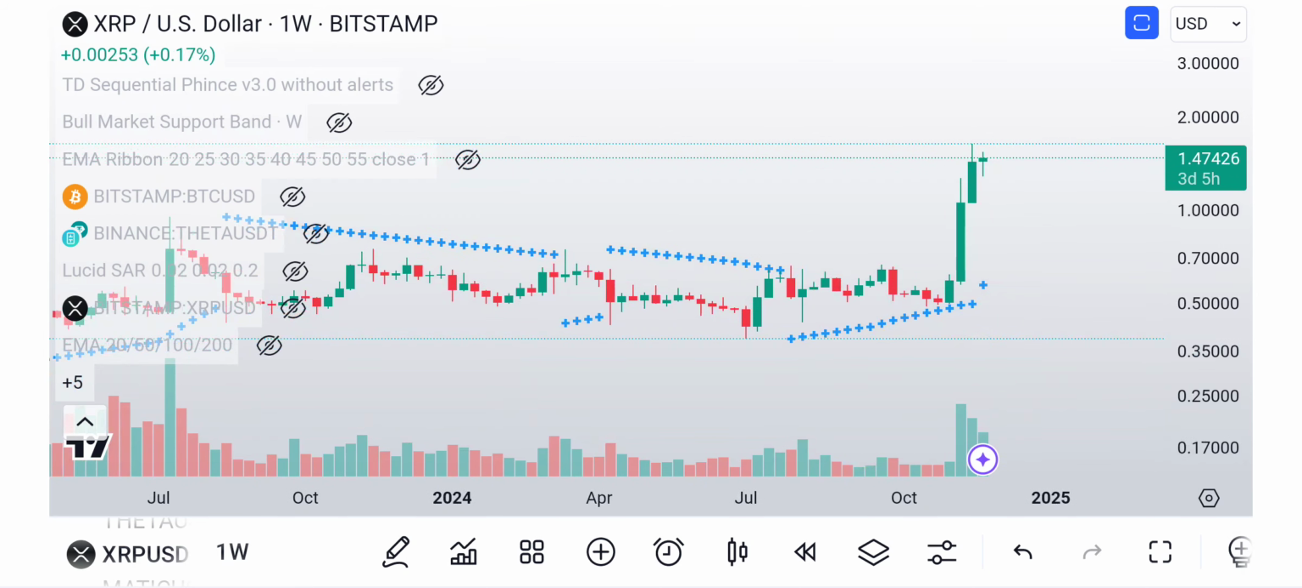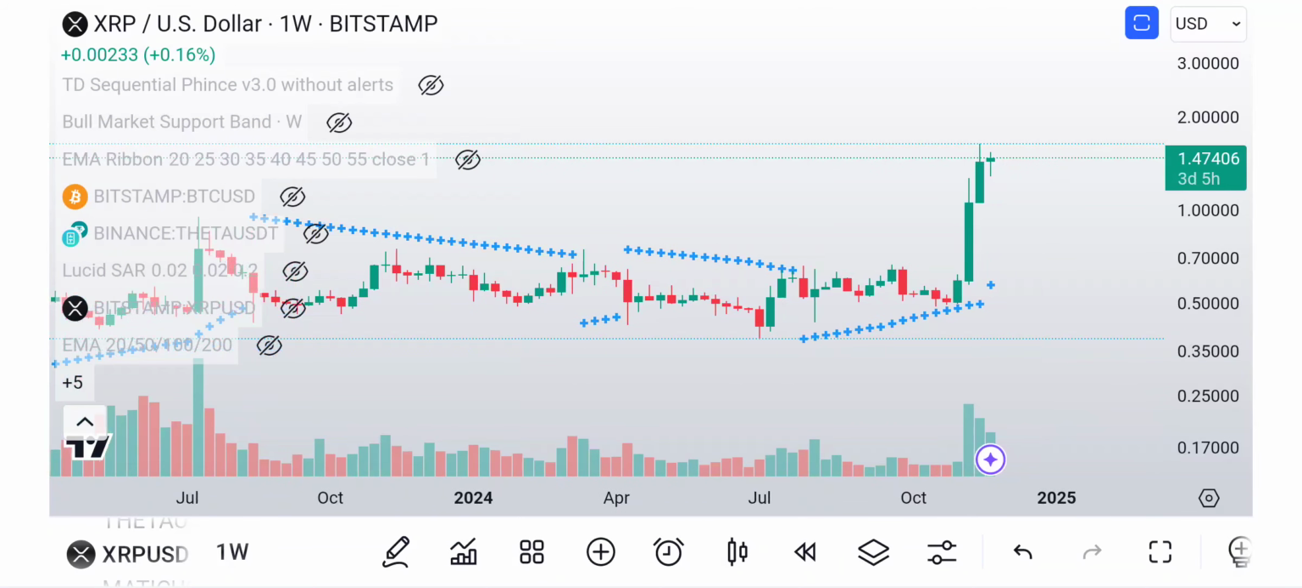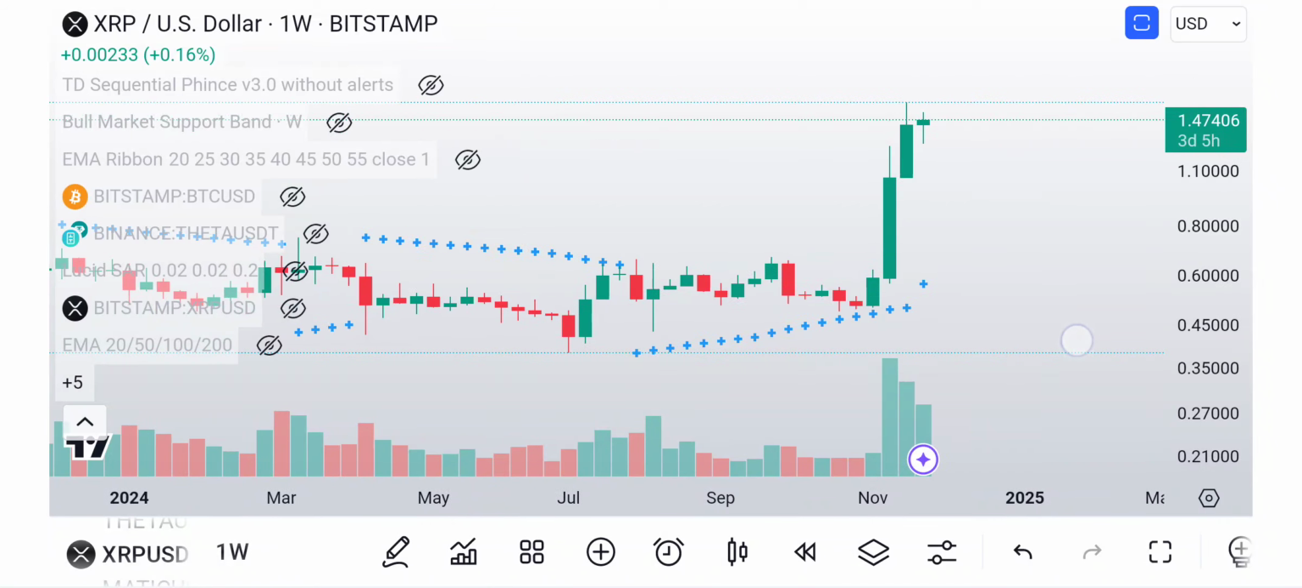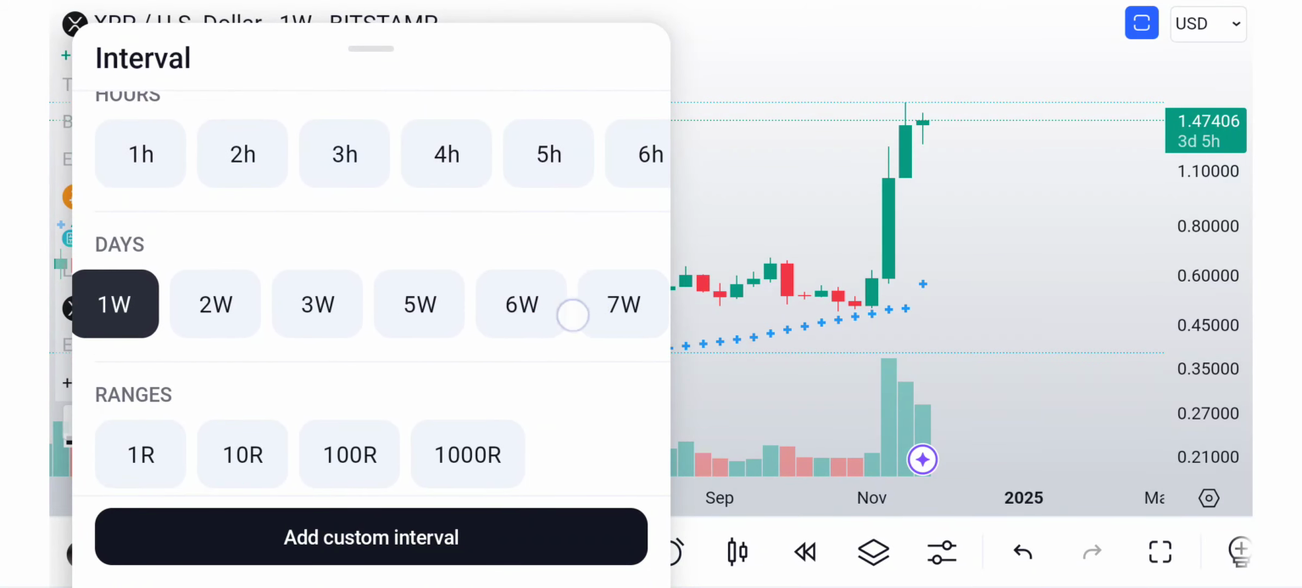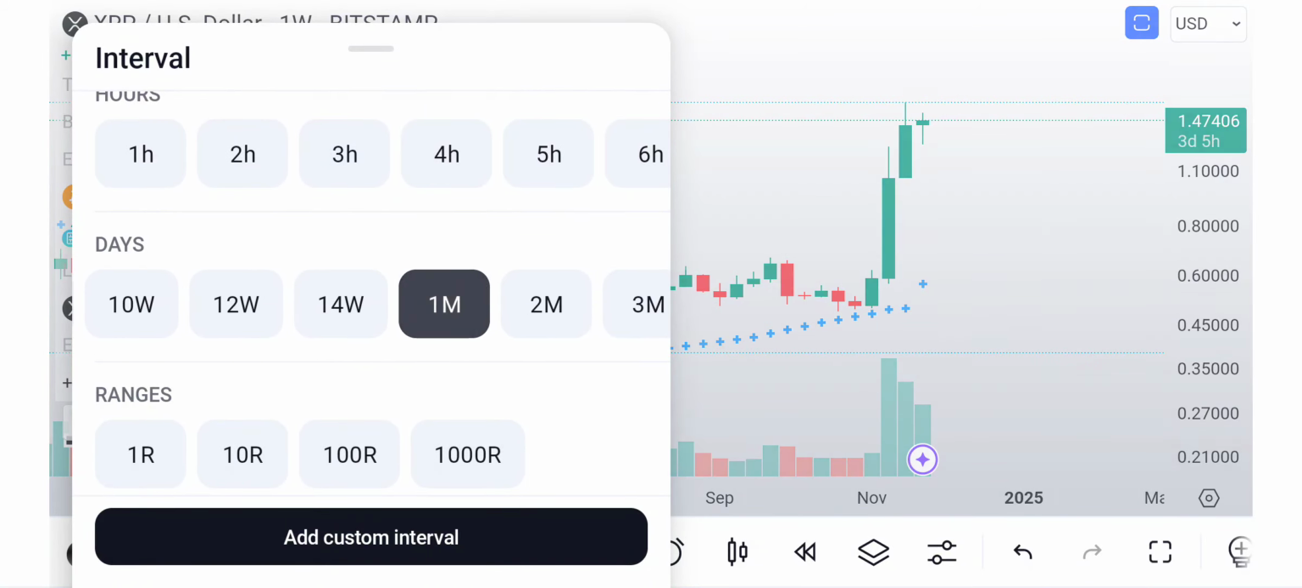So we can see some volume now and the Lucid SAR. The Lucid SAR looks great. We pumped above on the weekly. Let me check the monthly now because I haven't checked it in a while. This is the big boy right here. Did we?